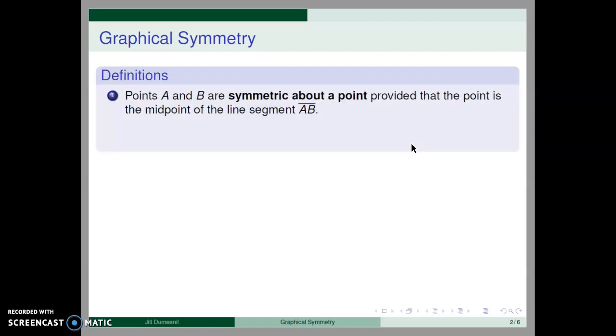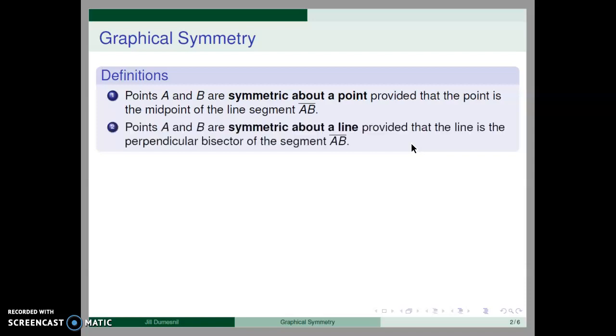Points A and B are symmetric about a point, provided that point is the midpoint of the line segment joining A and B. Points A and B are symmetric about a line, provided that line is the perpendicular bisector of the segment AB. Consider the following illustration.